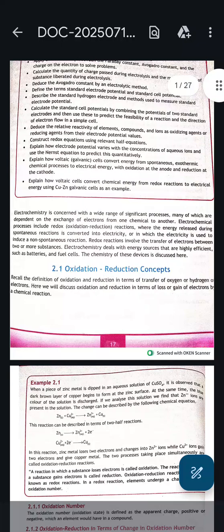Redox reaction involves the transfer of electrons between two or more substances. Electrochemistry deals with energy resources that are highly efficient, such as batteries and fuel cells. The chemistry of these devices is discussed here. So redox reaction is basically the transfer of electrons between two or more substances. So what is the oxidation-reduction concept?